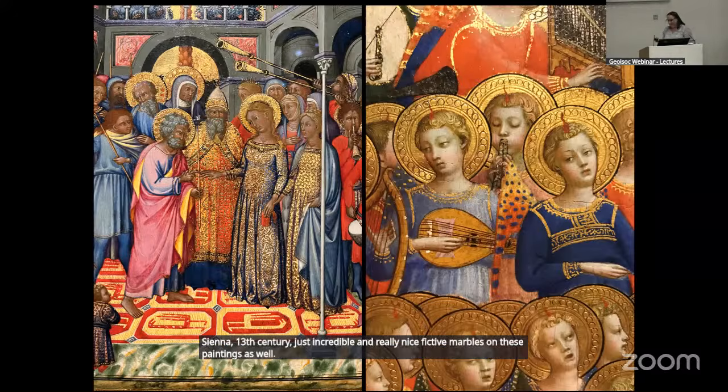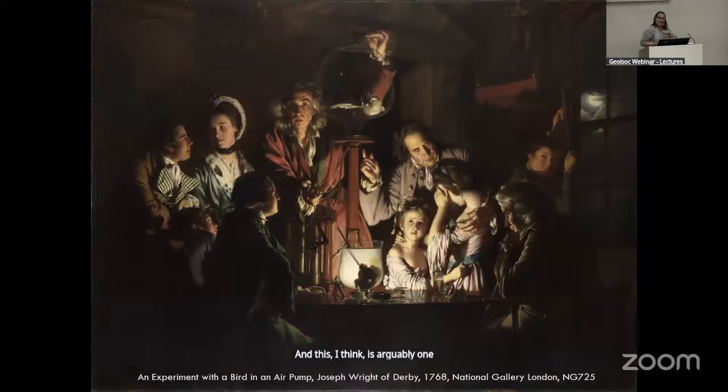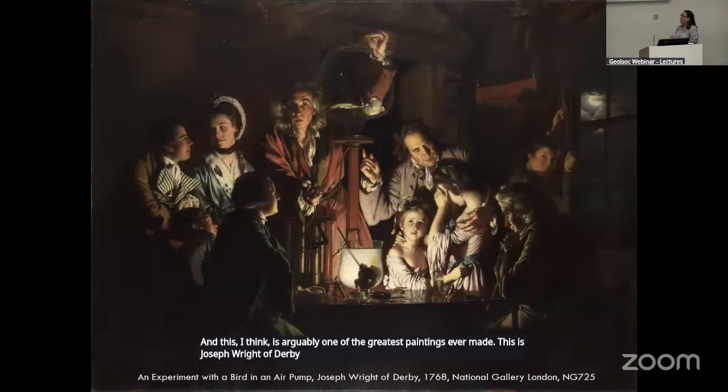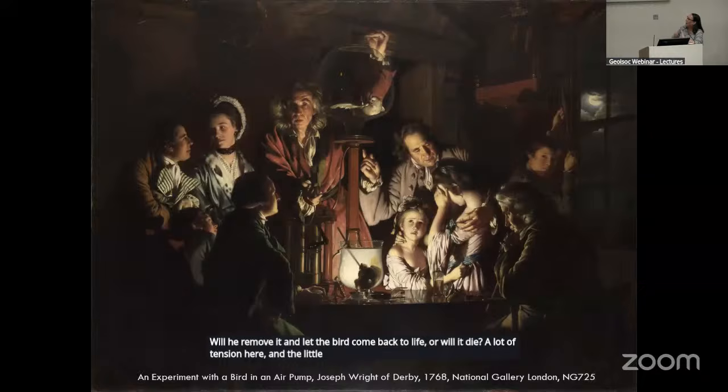And this, I think, is arguably one of the greatest paintings ever made. This is Joseph Wright of Derby's Experiment with an Air Pump. We have this kind of mad scientist here, and he's got a bird that is on its last legs, and he's got his finger over the valve. Will he remove it and let the bird come back to life, or will it die? A lot of tension here, and the little girls are horrified by this, rightly so.